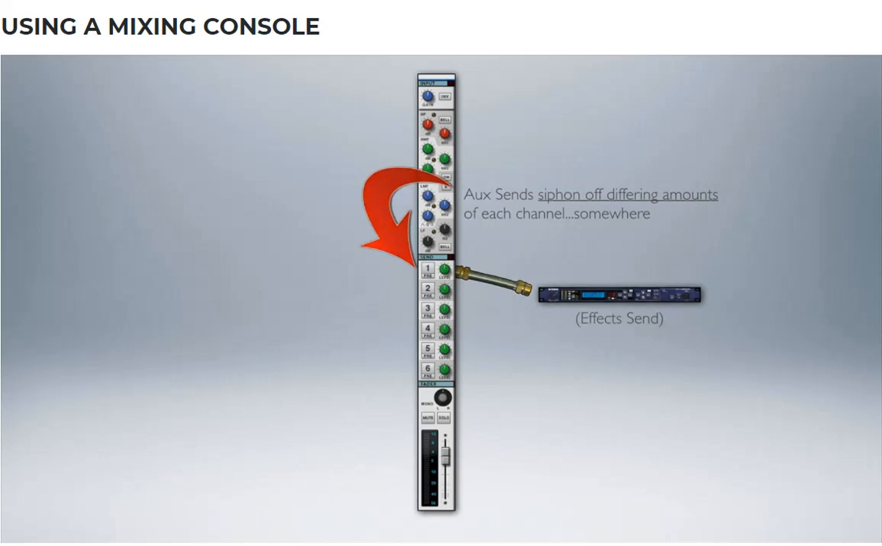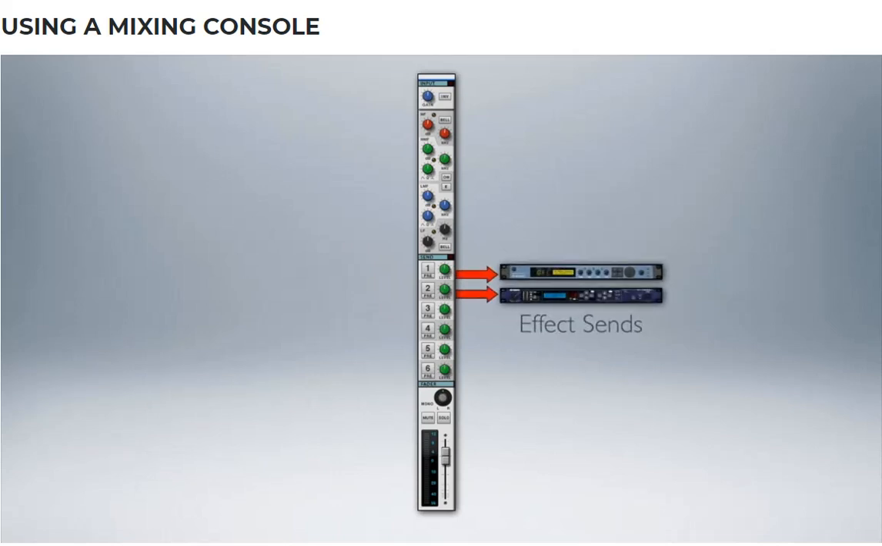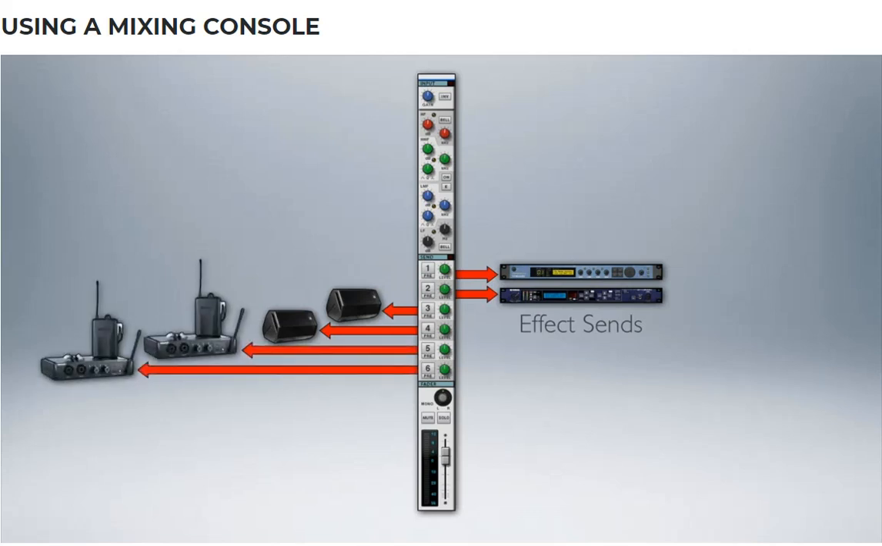So let's imagine a setup like this where we have 6 Aux Sends. We could use the first 2 for effect sends. So say, for example, the top effect was reverb and the bottom one was delay. You could send differing amounts of each channel to have differing amounts of reverb and delay. And then you'd also use, say, 3 and 4 to go out to on-stage monitors, and then maybe 5 and 6 to feed out to in-ear monitors. So basically 3 through 6 could be monitor mixes. A total of 6 Aux Sends, 2 used for effects sends and 4 used for monitor mixes.